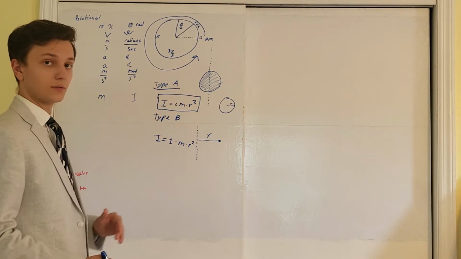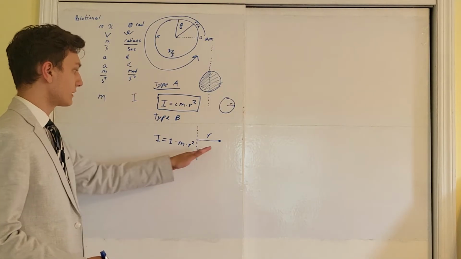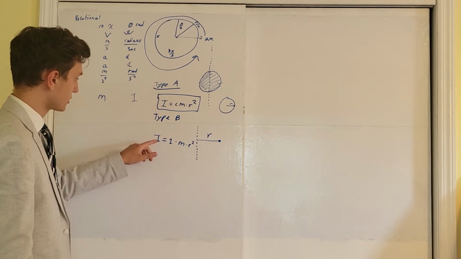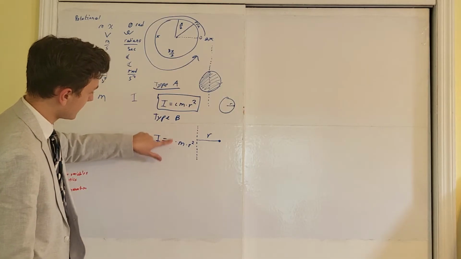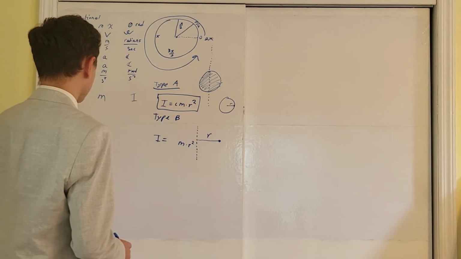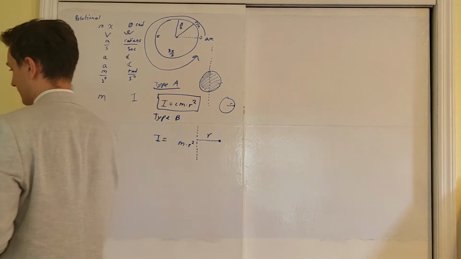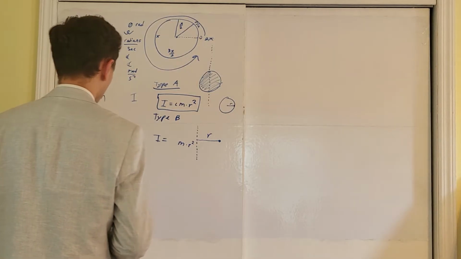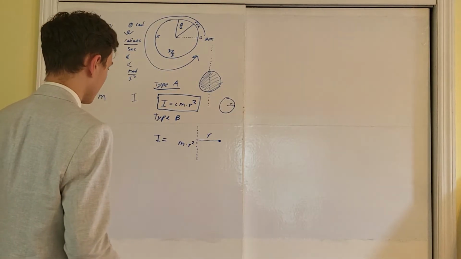Either you're given rotational inertia, or you're given a situation like this in which you are expected to know that the rotational inertia equals mass times rotational radius squared. So now that we've identified the variables that we're going to be dealing with in this case, we can move on to the kinematic equations, okay?